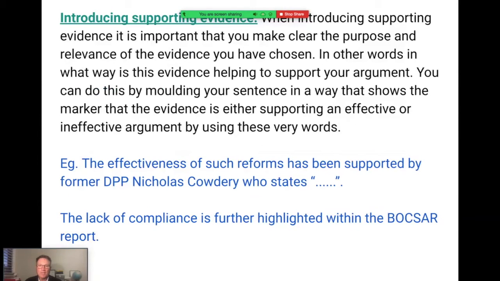If we introduce supporting evidence, we need to elaborate further on it. So when we're bringing in evidence, we say things such as, the effectiveness of reforms has been supported by former Director of Public Prosecutions, Nicholas Cowdery, who states... This is how I would introduce the opinion of an expert such as Nicholas Cowdery. I would introduce him by naming him, telling you his role, and then, if I can, quote him or paraphrase. We can say things like, the lack of compliance is further highlighted within the Boxar report. I could refer to the report and then either quote or paraphrase information from the report. This is the way that we present evidence in legal studies.